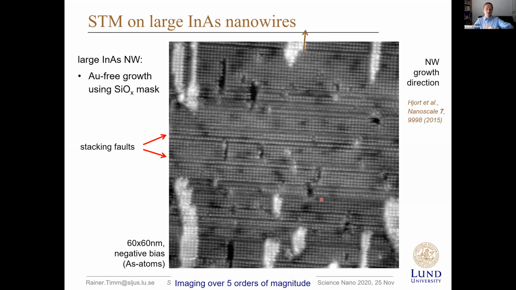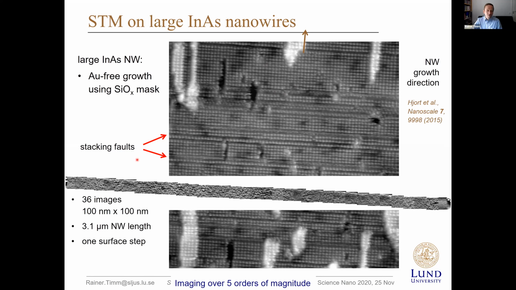But what we also see is that this layer is entirely flat, a large flat terrace, and that we have some islands here on top. And then if you have a very patient student who is sitting in the lab and doing image after image after image, you can end up with a picture like this. This is 36 individual STM images stitched together to follow more than 3 micrometers of an entire nanowire with atomic resolution. And the interesting feature here was that we found exactly one monolayer high surface step. So that was an absolutely straight nanowire in this case.